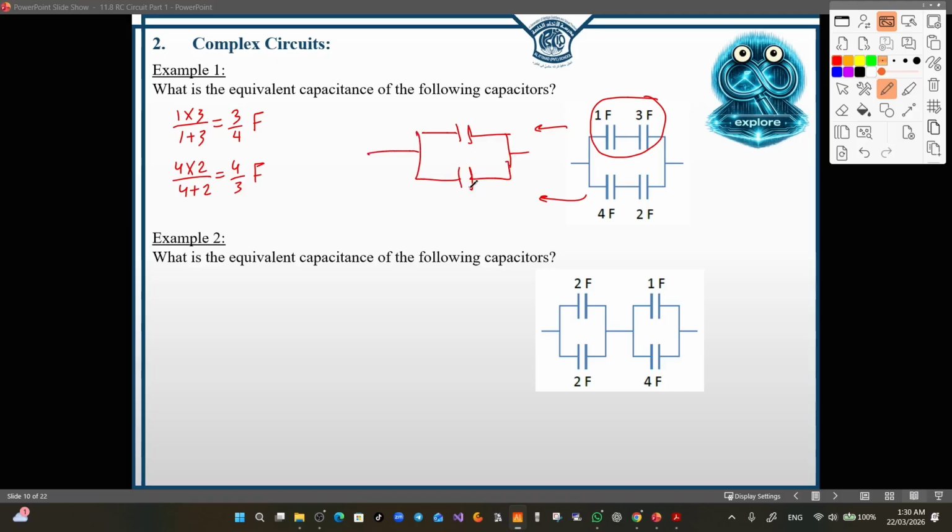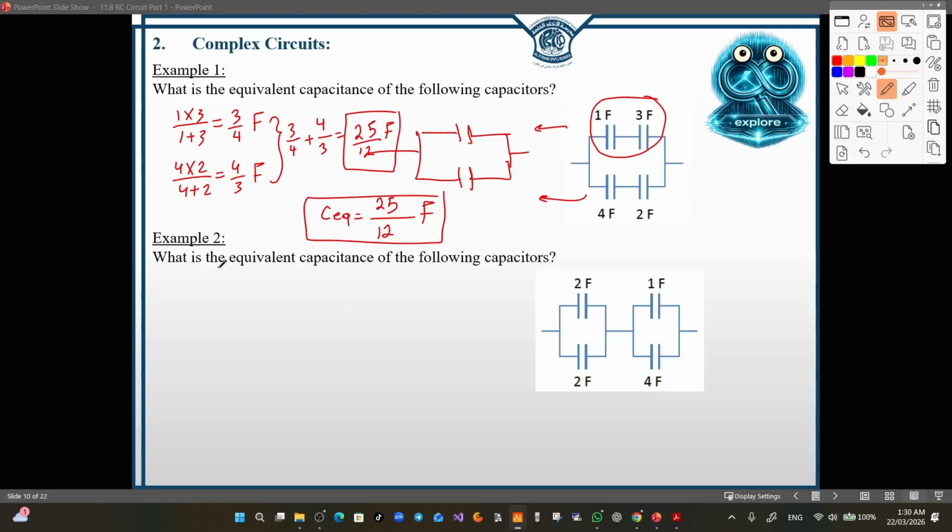Now since this and this are connected in parallel, to find the equivalent we just add the capacitance of each one of them, so 3 over 4 plus 4 over 3, and the answer will be 25 over 12 farad. So C equivalent for this system is 25 over 12 F.